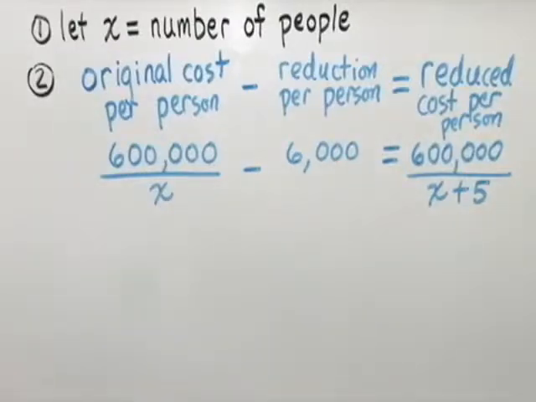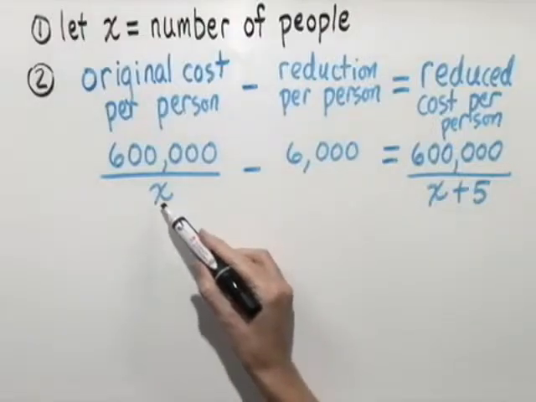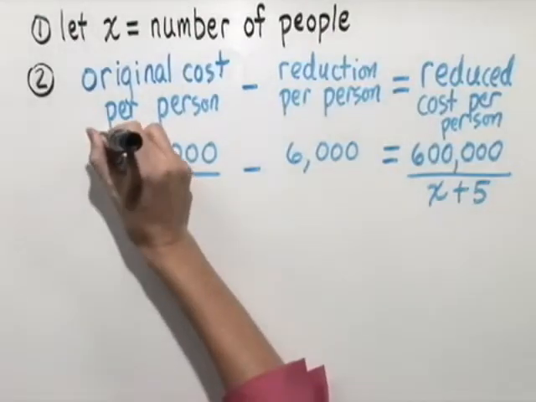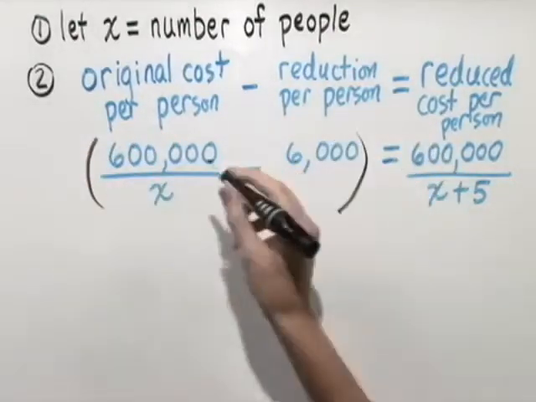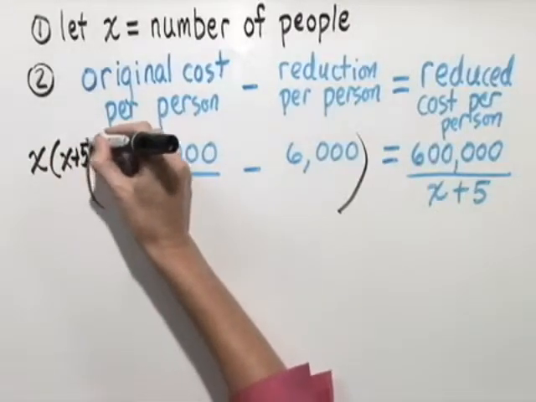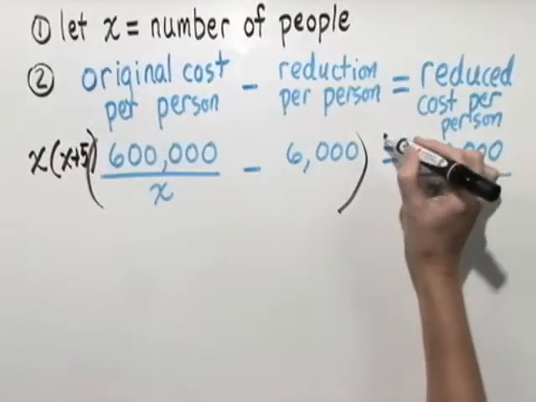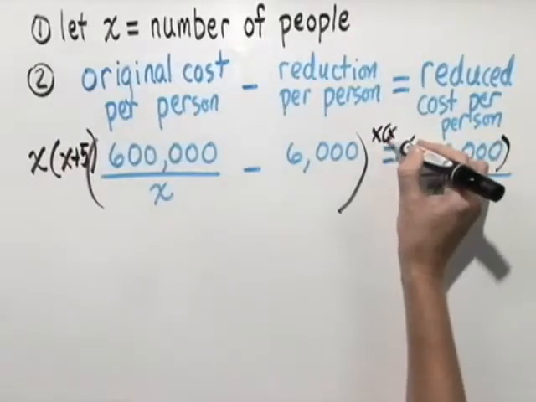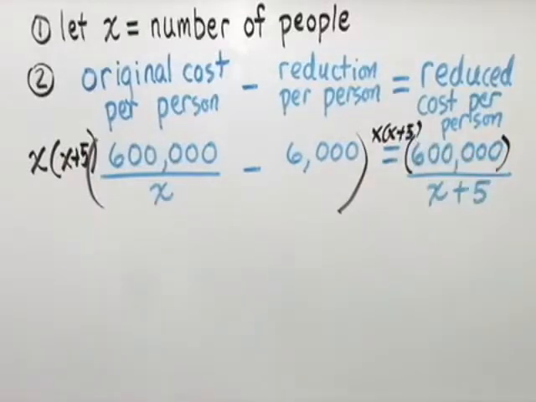Now that we have the equation set up, we can solve it. It's a rational equation. We have a denominator of X and X plus 5, so we're going to multiply both sides of this equation by the quantity X times X plus 5. And on the right-hand side, I'll write it here, X times X plus 5.